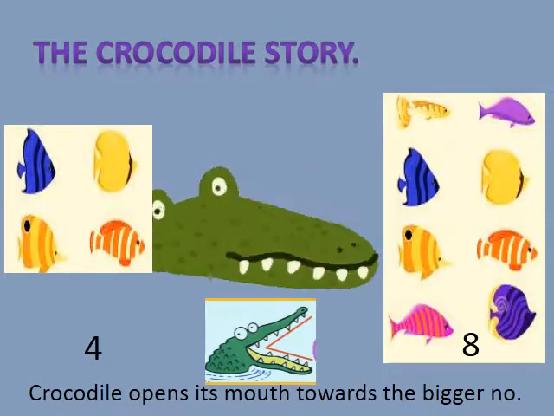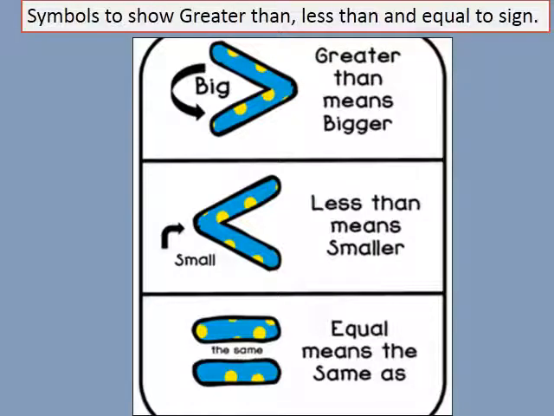This is how we can learn and understand how to use the symbols. These are the symbols that we use to show greater than, less than and equal to sign. In the greater than sign, you can see the bigger number is to the left of the sign and the smaller will be written to the right of the symbol. In the less than sign, the smaller number will be written to the left of the symbol and the bigger number will be to the right, and you can see that is how the crocodile will open its mouth. So that is the less than sign.